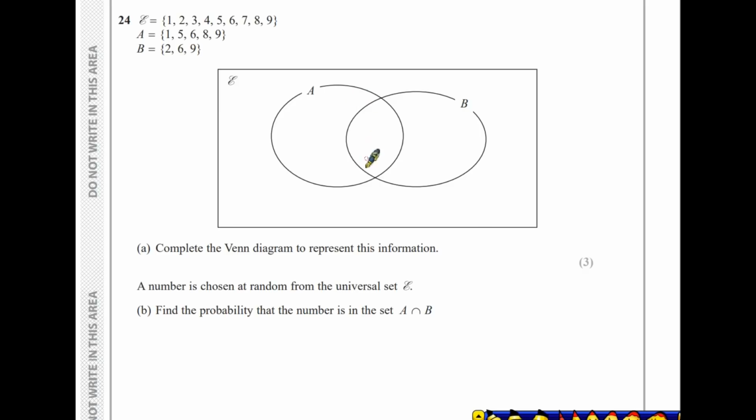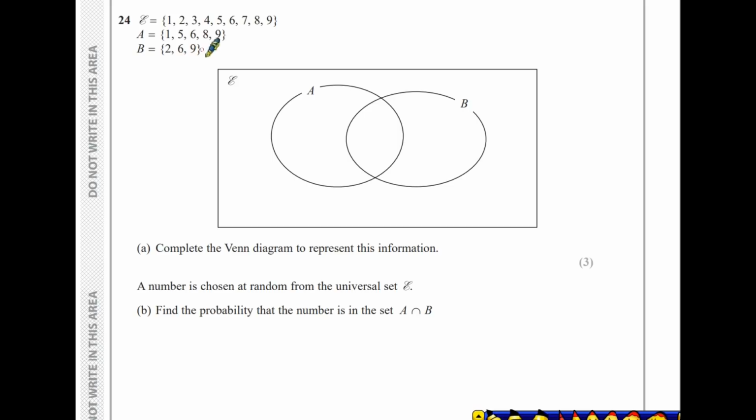A then tells us how many numbers are within the circle A, and B tells us which numbers are in the circle B. Now first of all, we need to be careful to make sure that we are looking out for any numbers that appear in both A and B.